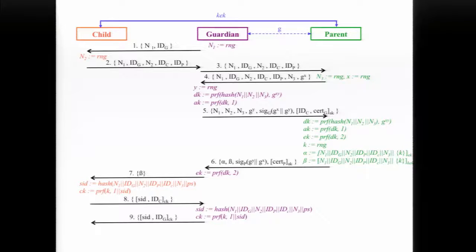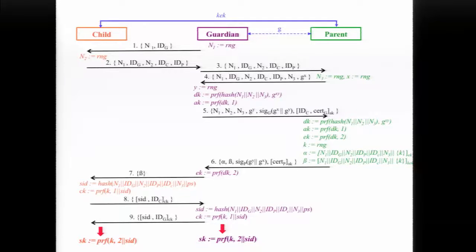Therefore, the last round of message exchange, message 8 and 9, are for confirmation purpose, so that both child and guardian know that the other party has successfully derived the shared secret key SK from the key seed K provided by the parent, as well as from the protocol context information, including all the IDs and the nonces. So this is the final output of the protocol, key SK.